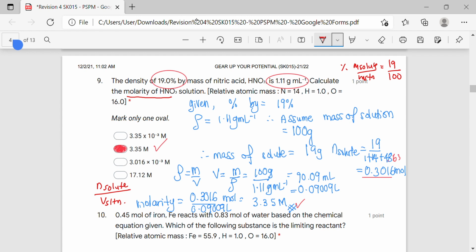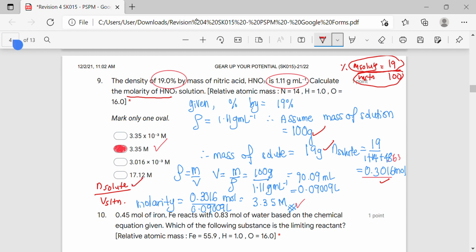So, sebenarnya kalau dia bagi percentage yang by mass, yang ni yang paling senang untuk kita assume. Sebab bila kita assume yang bawah ni, mass of solution, kita akan dapat mass of solute 19 gram. Okay, so assume mass of solution 100, dapat mass of solute 19 gram. So, daripada mass of solute, calculate for mole of solute. So, 0.3016 mol.